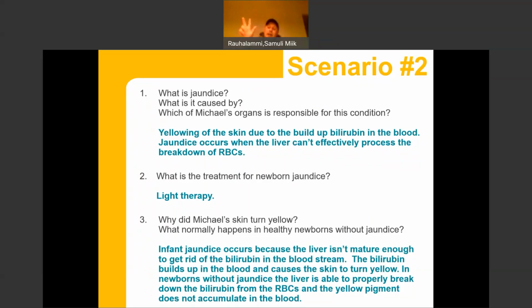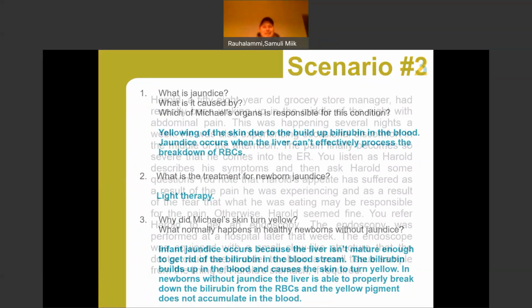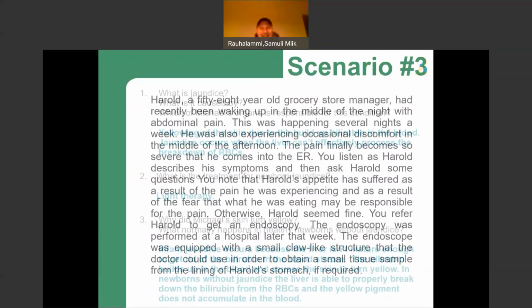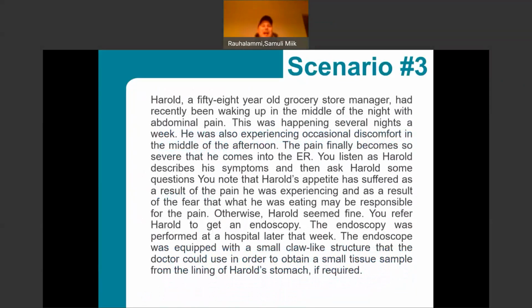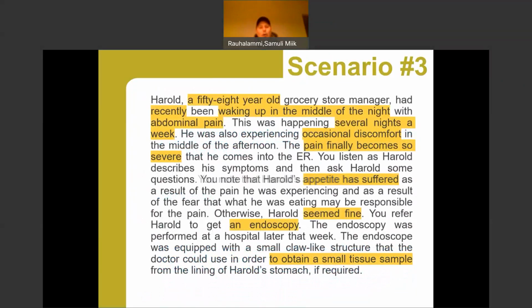The third scenario that I wanted to discuss is a little different again, and let's have a look at that. Now we have a 58-year-old gentleman, Harold, who wakes up in the middle of the night with abdominal pains. This is happening several nights a week. He is also experiencing discomfort during the afternoon.